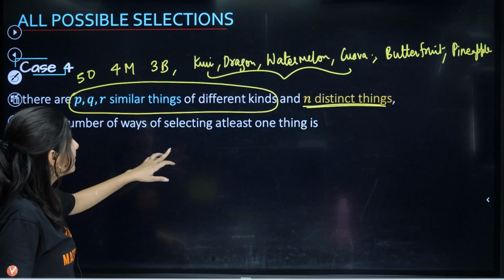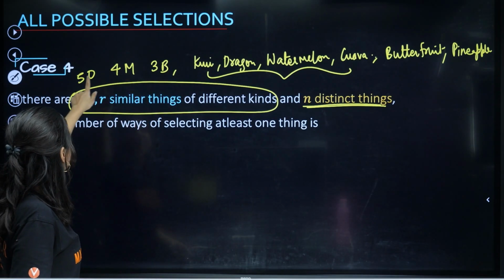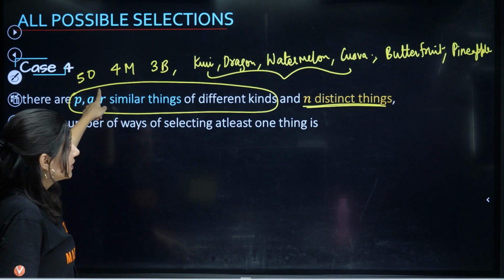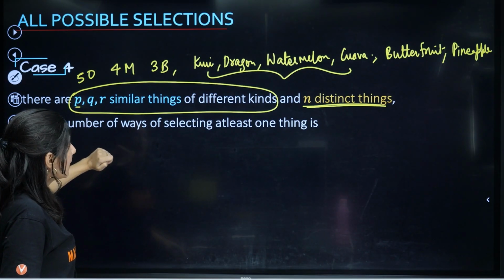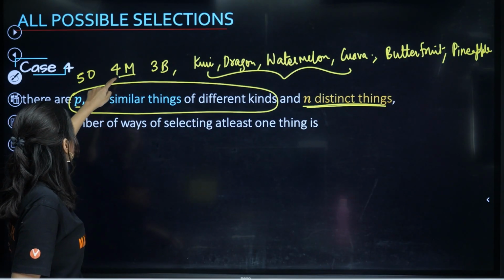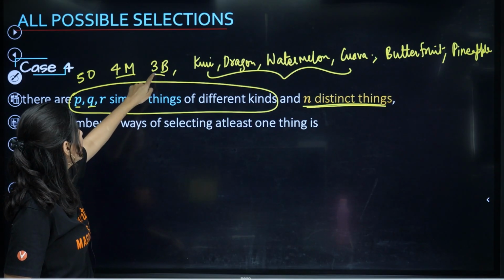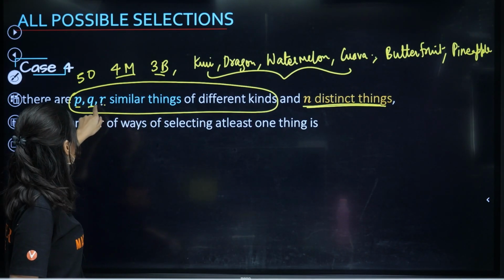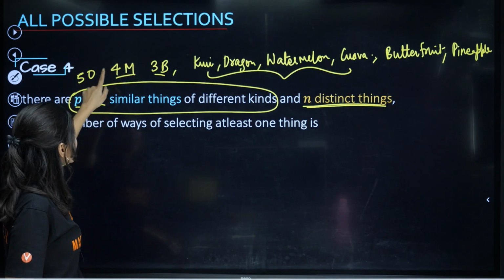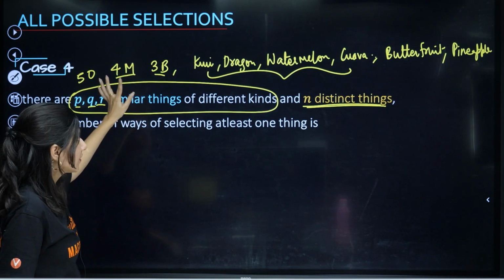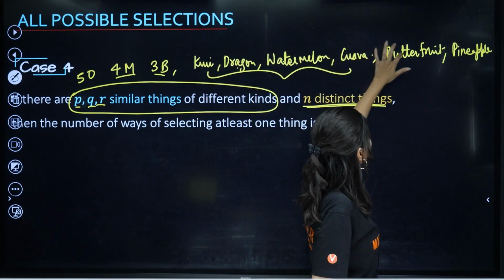Then the number of ways of selecting at least one thing. So now, again, this many things. So 5 oranges, 6 ways. So the answer will be P plus 1. 4 mangoes, so 5 ways. Answer will be Q plus 1. Then 3 bananas, so 4 ways. So R plus 1. P plus 1, Q plus 1, R plus 1. It is clear. Here 6, 5 and 4. Correct. Now we are having distinct ones: 1, 2, 3, 4, 5, 6.